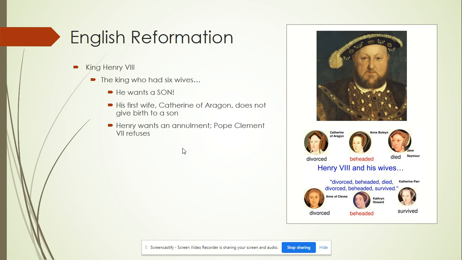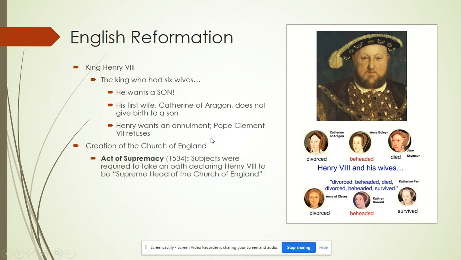Or an annulment. An annulment is a divorce granted by the Catholic Church that says not only are you divorced, but the marriage never happened. That's an annulment. And so he goes to Pope Clement VII and says, hey, I need an annulment from Catherine. She's not giving me an heir. And, by the way, I want to get married again. And the Pope says, no, we're not going to do this. And so King Henry VIII says, okay, I'll form my own church. And he breaks away from the Catholic Church and creates the Church of England.